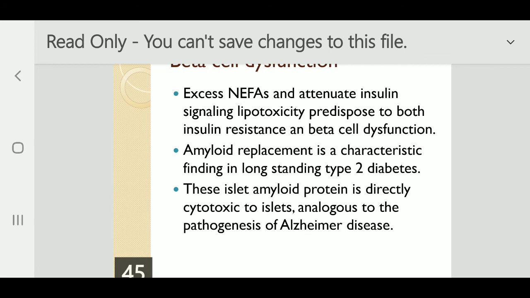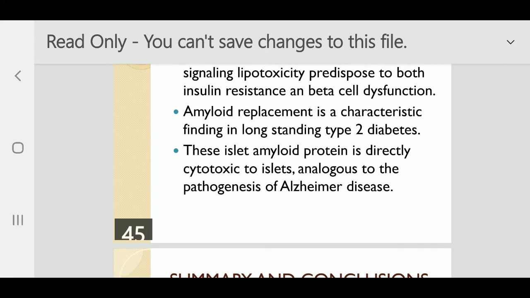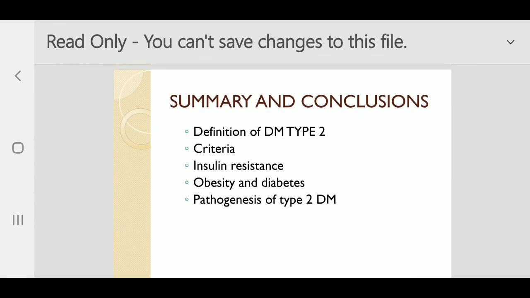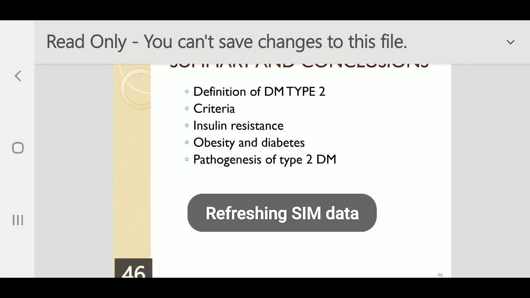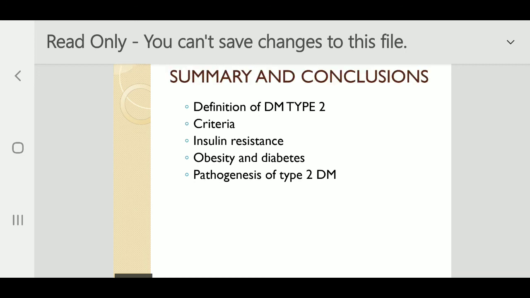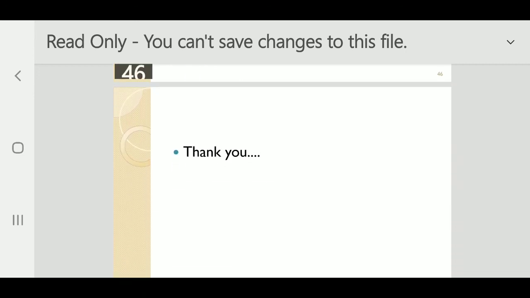Amyloid deposition is a very characteristic finding in long-standing type 2 diabetes mellitus. These are islet amyloid proteins, and they are directly cytotoxic to islets, analogous to Alzheimer's disease. So, type 2 diabetes mellitus is basically predominantly insulin resistance combined with dysfunction of the beta cells. There are no specific criteria for diagnosis, the same criteria as for type 1. Insulin resistance is a predominant factor. Obesity is one of the most important factors related to type 2 diabetes mellitus, especially central obesity, and the pathogenesis we have already talked about.